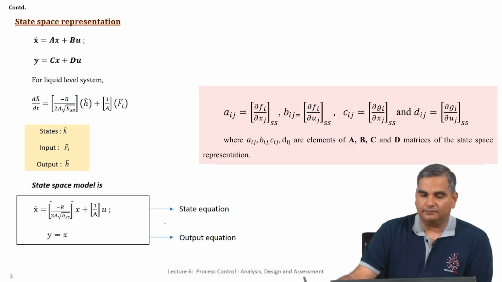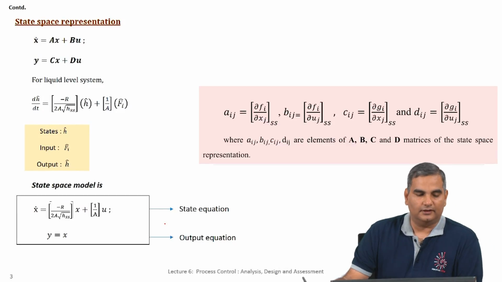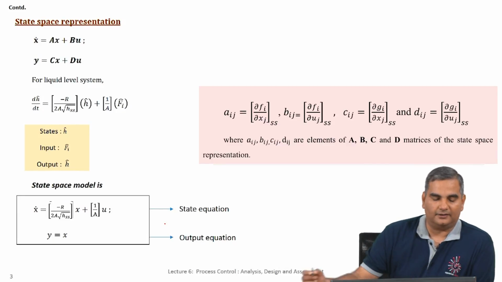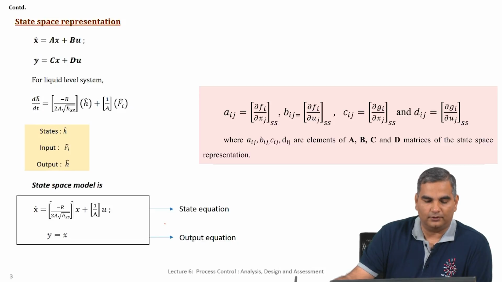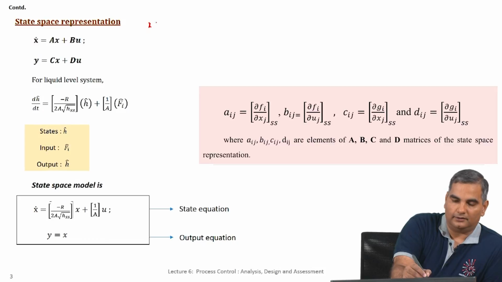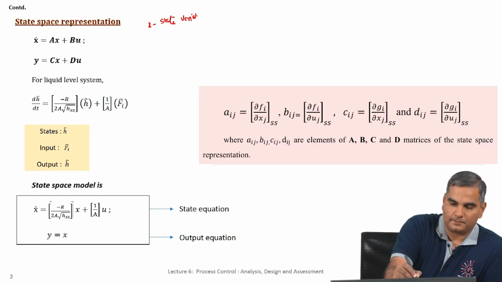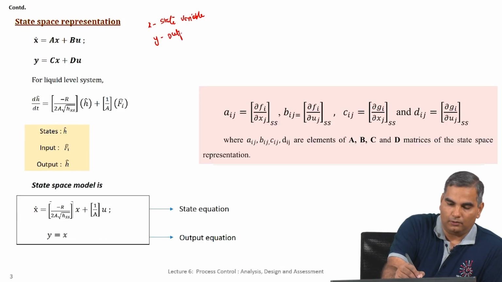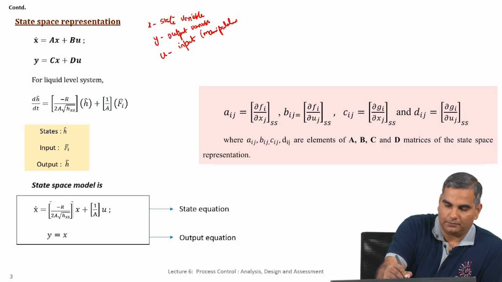So, in general, a state space representation is written in this form: x dot equals Ax plus Bu, y equals Cx plus Du. Here x is what we call the state variable, y is the measurement or output variable, and u is the input or manipulated variable. In an undergrad course we call this the manipulated variable.